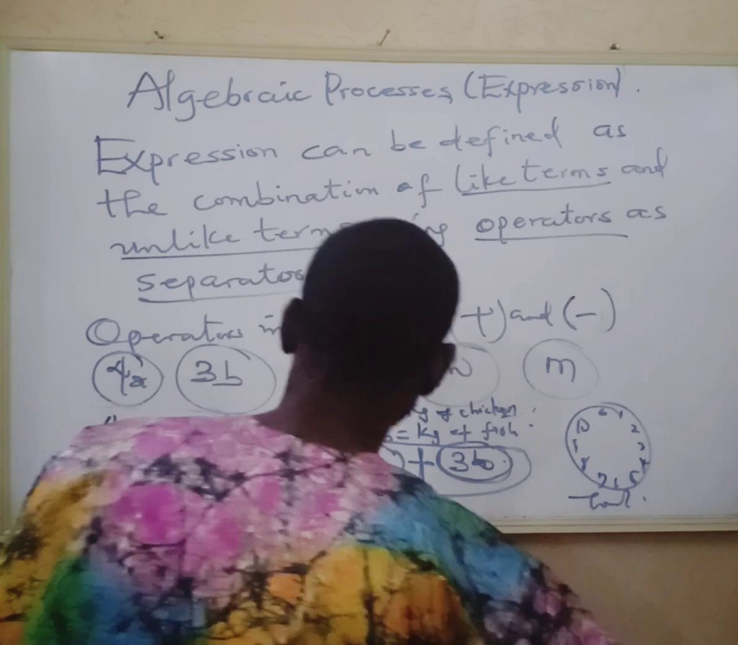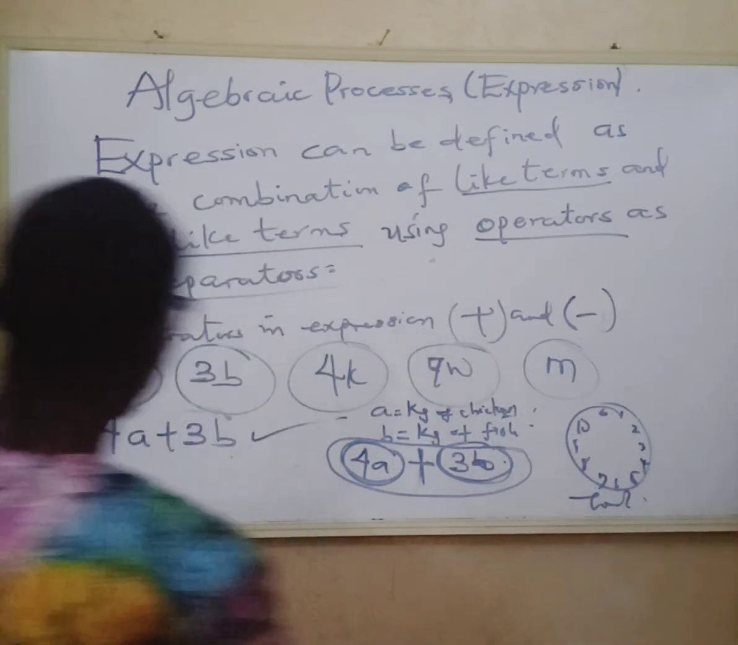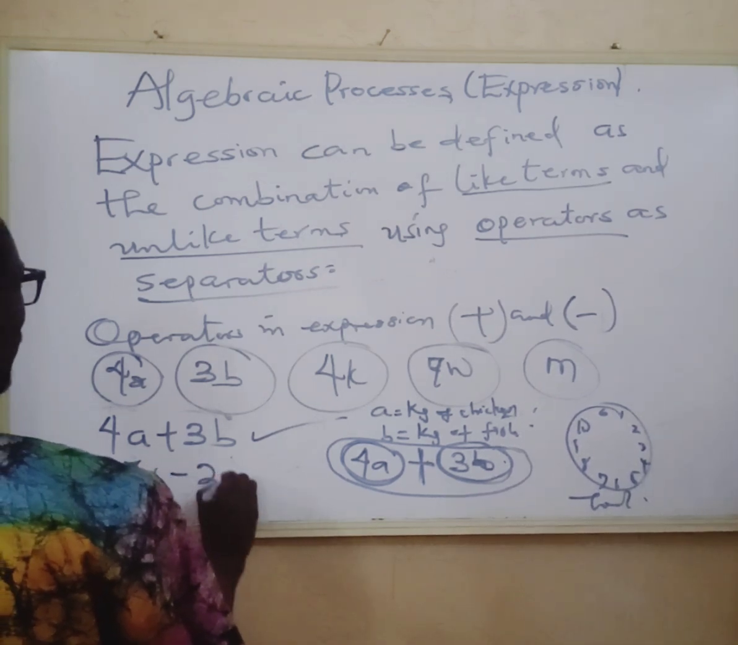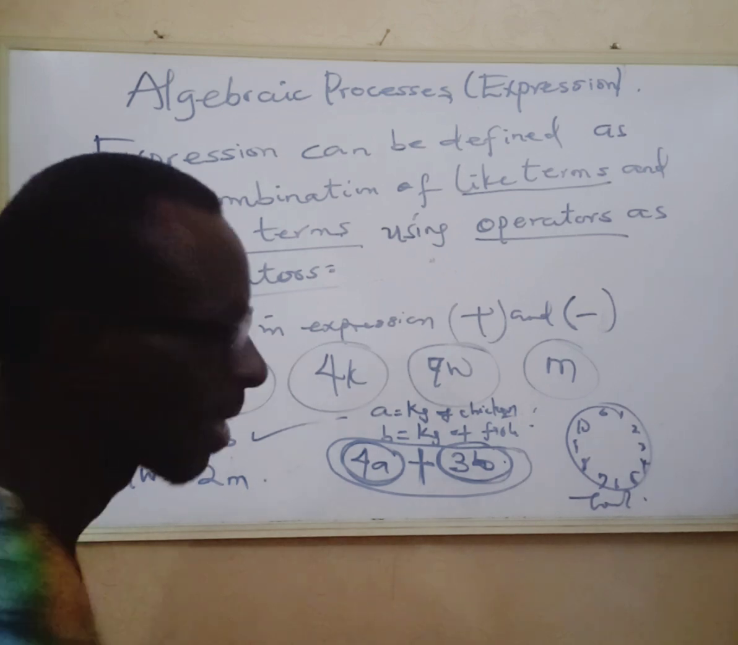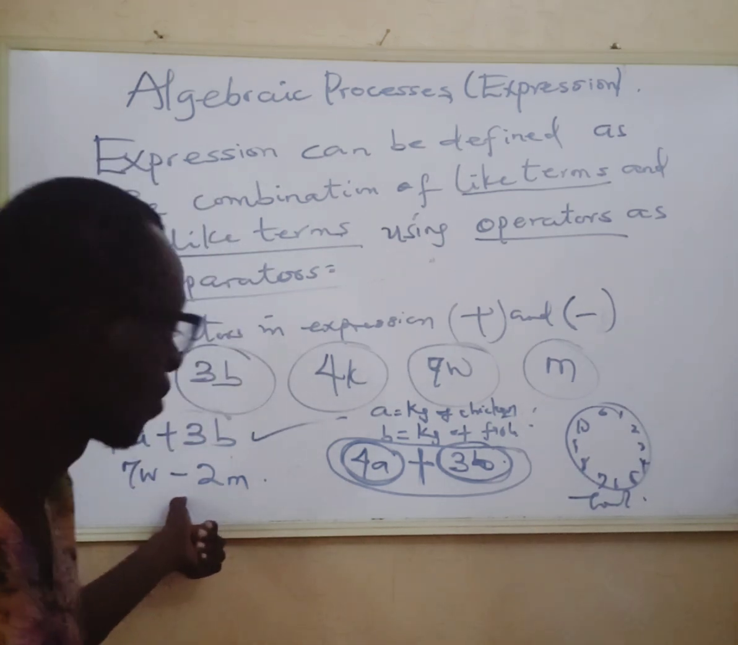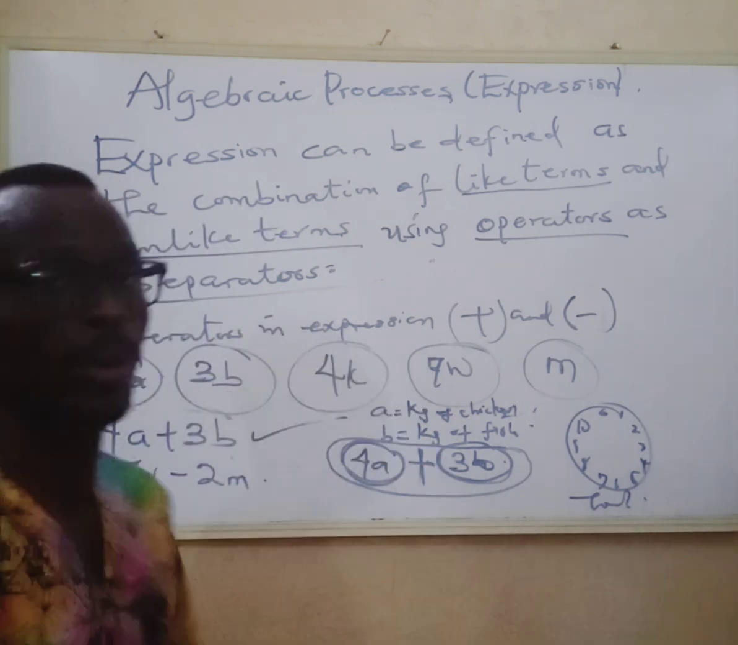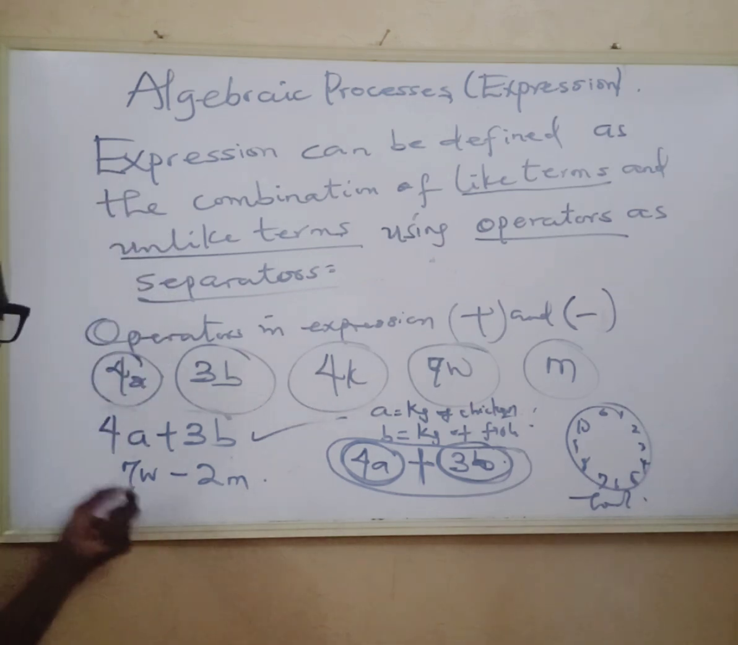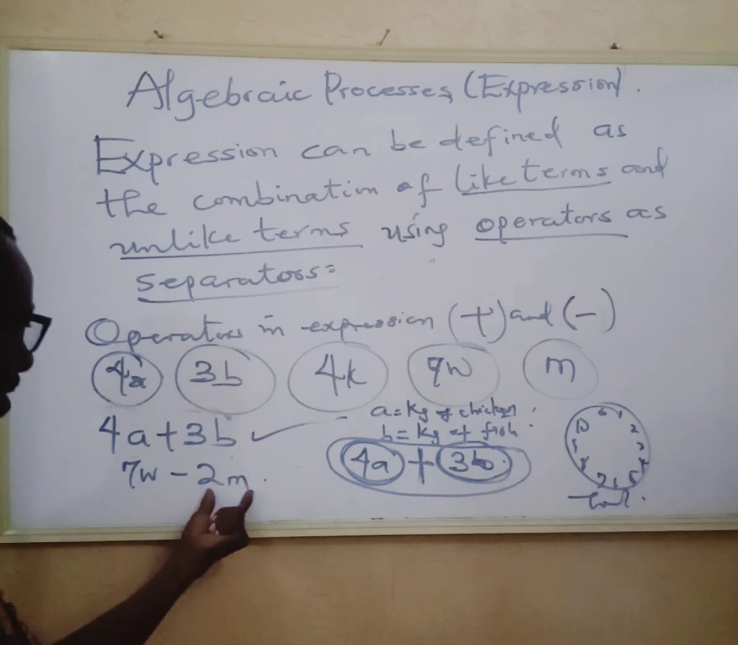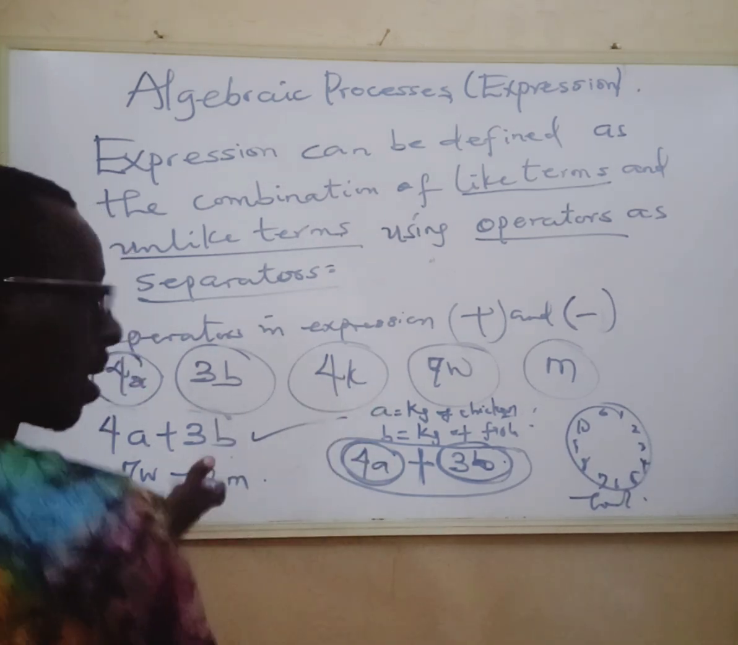Let's look into the second example. We have 7w minus 2n. This is an expression because this is a negative operator acting on the two terms, which is causing it to be a separator. And this is the combination of 7w being a term and 2n being a term. That makes it to be an expression.